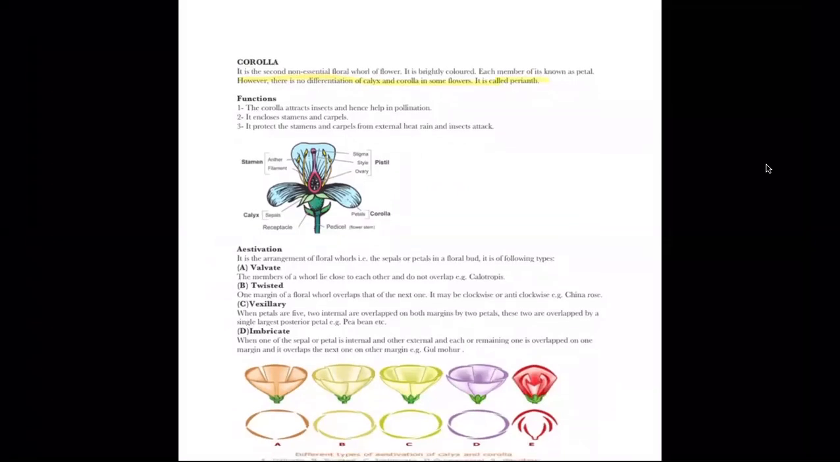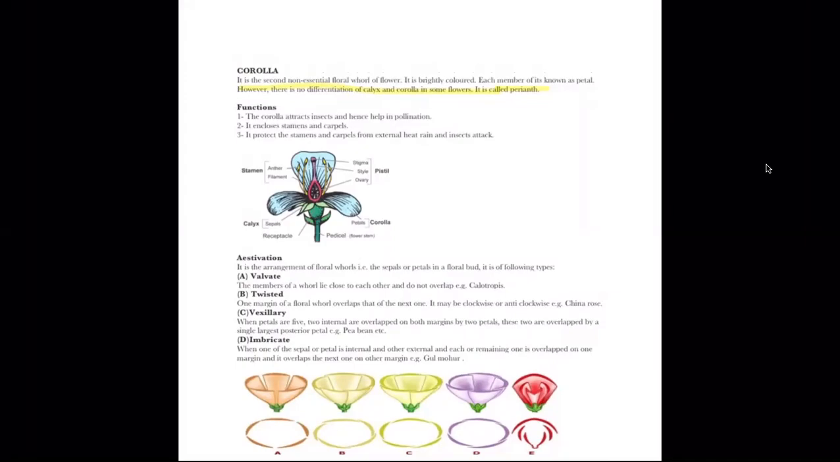The function of the corolla is that it attracts insects, obviously because it's brightly colored. It acts as an attractant, and insects come in to help in pollination. It encloses the stamens and the carpel, which are the male and the female reproductive organs respectively, and it protects the stamens and carpels from external heat, rain, and insect attacks. So basically, there is protection. It also attracts insects because obviously, when insects come, pollination will happen, and it also gives us protection.